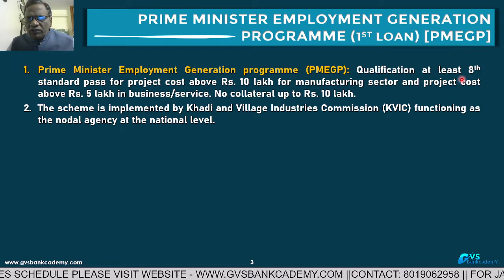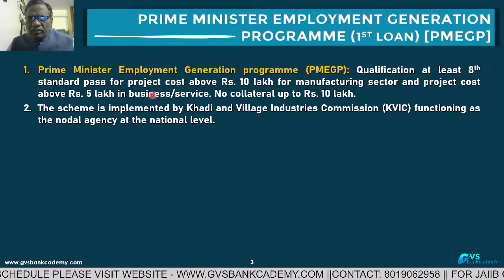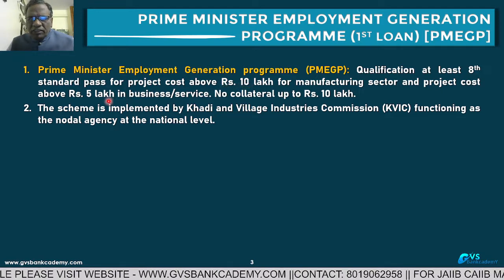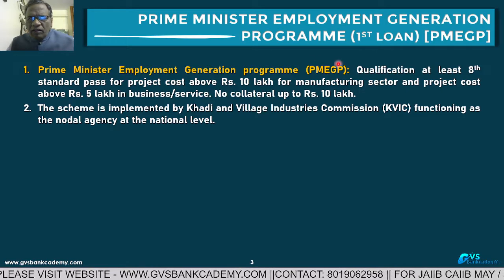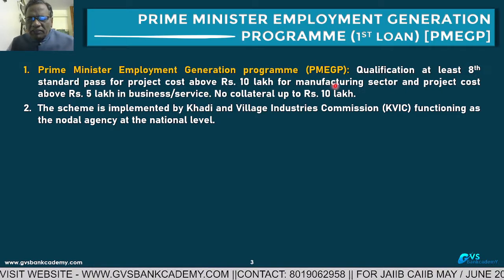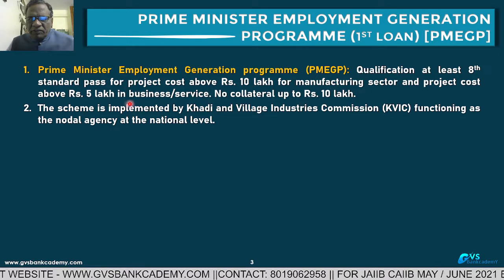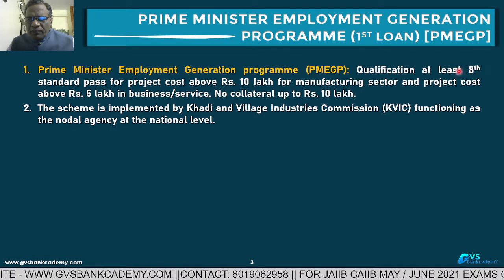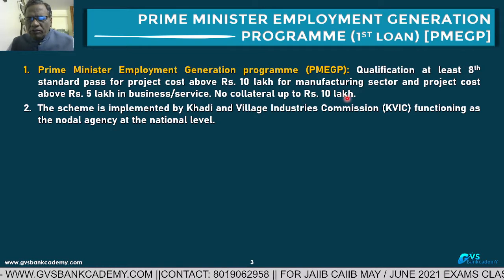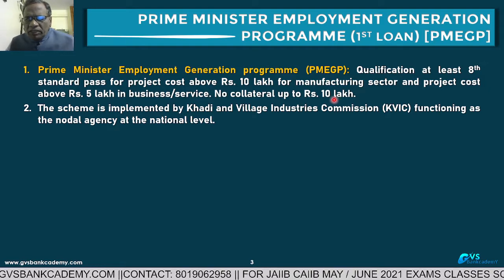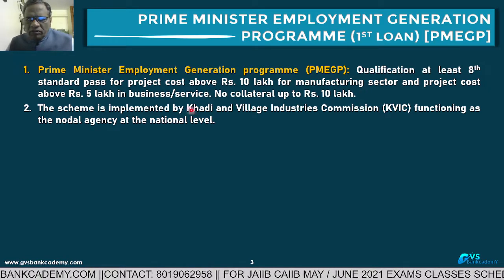So, qualification of 8th standard is required for manufacturing sector loans above 10 lakhs and business sector above 5 lakhs. Means, for less than 10 lakhs in the manufacturing sector and less than 5 lakhs in the business sector, qualification is not required. And no collateral up to 10 lakhs. Under this scheme, no collateral is required up to 10 lakhs. Collateral is required for loans above 10 lakhs.